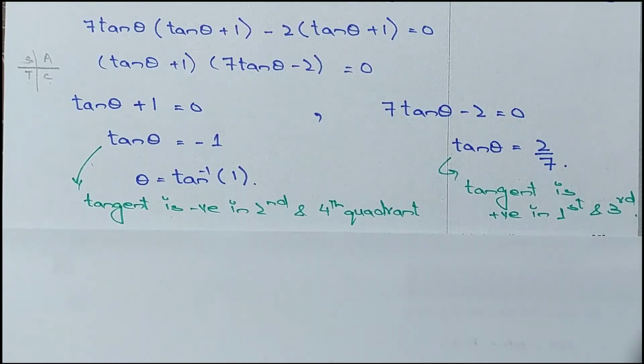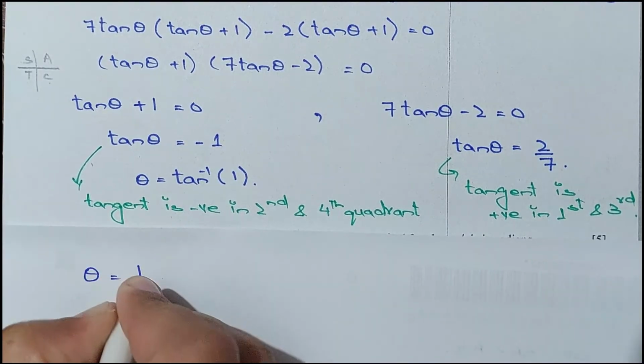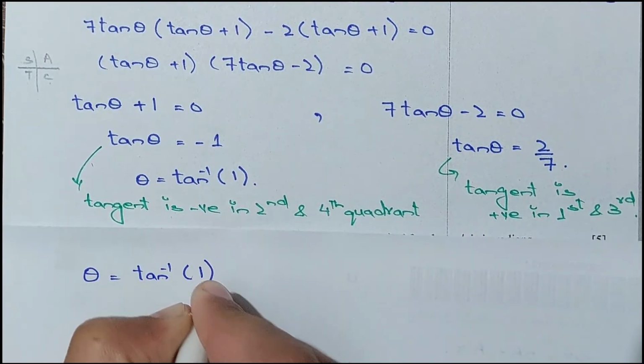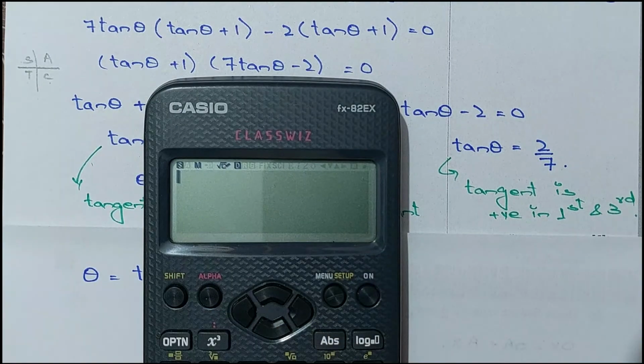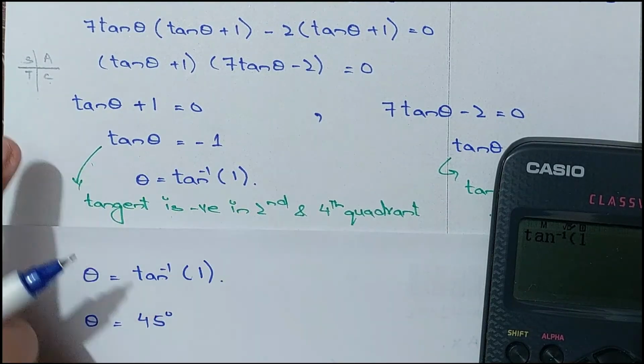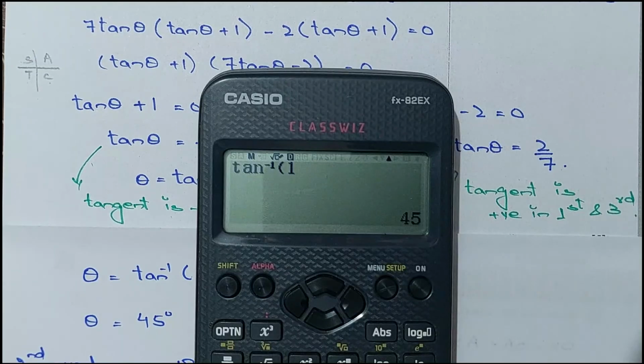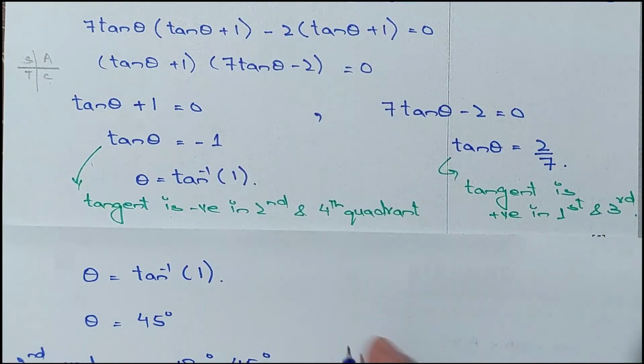Right. Let me use a separate sheet of paper for this. So first, theta is tangent inverse of 1, which is 45 degrees. Tangent inverse of 1 is 45 degrees. So theta is 45 degrees. Now tangent is negative in the second and fourth quadrants. For the second quadrant, what is the operation? It is 180 degrees minus this theta, 45 degrees. From 180 subtract 45, 135 degrees.